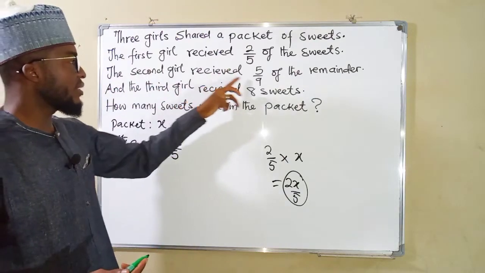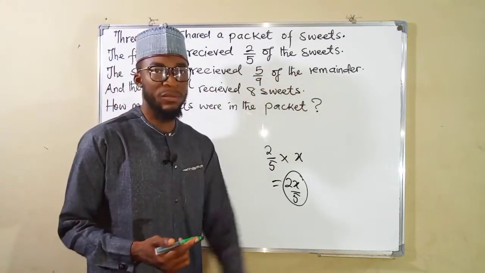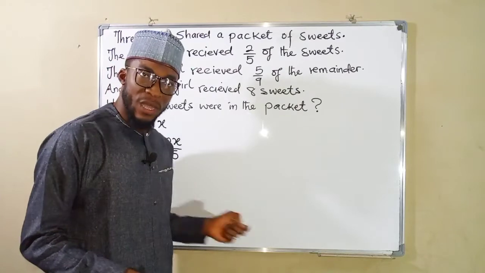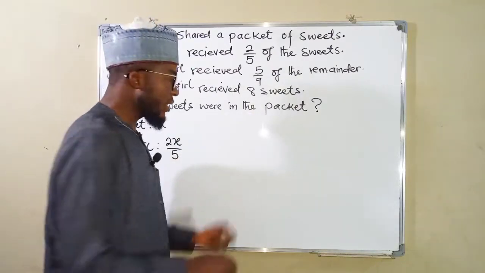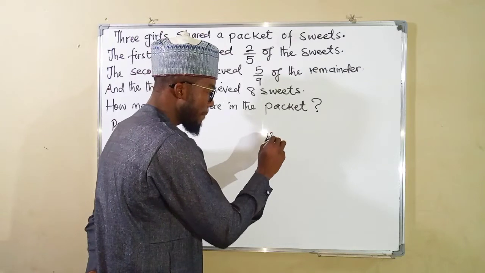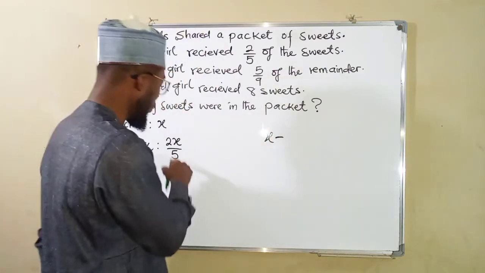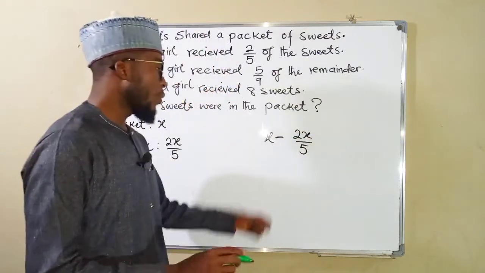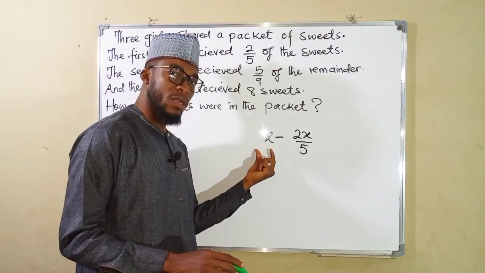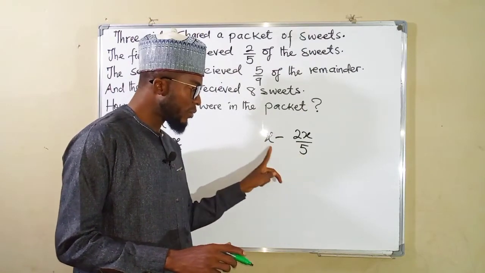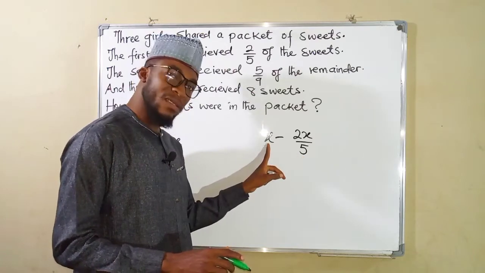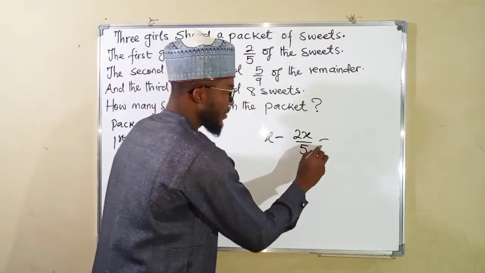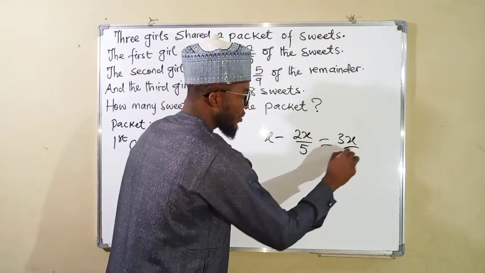Then we move to the second girl. The second girl received 5/9 of the remainder. But we need to find this remainder first. Already 2/5 has been taken away from the sweets. To find out the remainder, we say X minus what has already been taken, which is 2x/5. When subtracting a fraction from a whole, it is as simple as taking the denominator and multiplying by the whole. 5 times x is 5x. Then 5x minus 2x is 3x. So this is 3x over the denominator, which is 5.